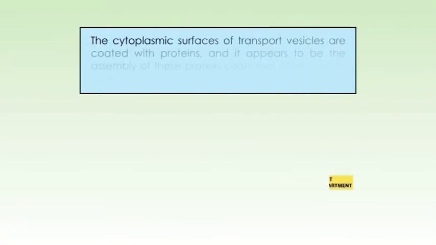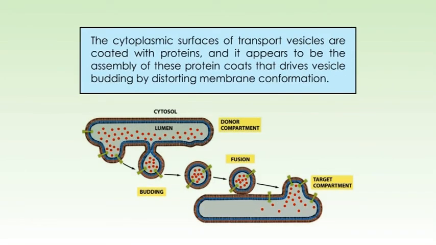Coat proteins and vesicle budding. The first step in vesicular transport is the formation of a vesicle by budding from the membrane. The cytoplasmic surfaces of transport vesicles are coated with proteins, and it appears to be the assembly of these protein coats that drives vesicle budding by distorting membrane conformation.